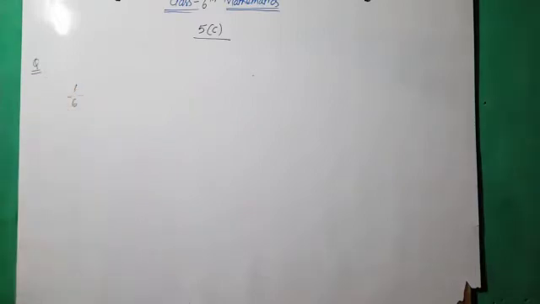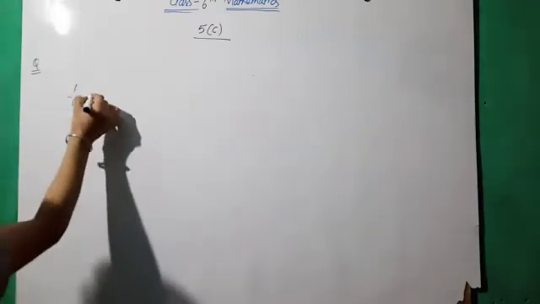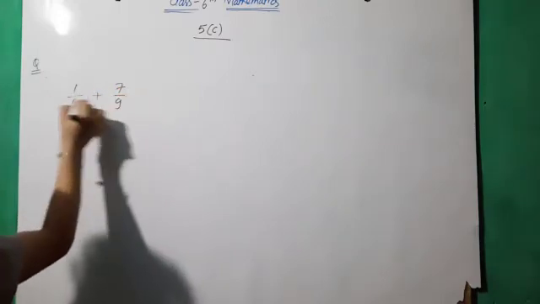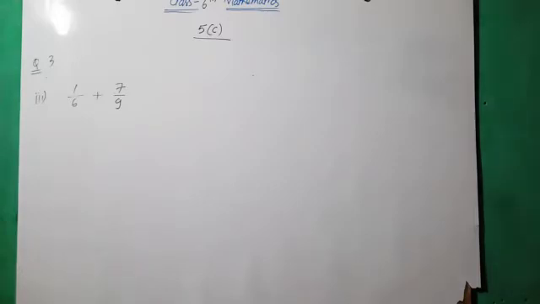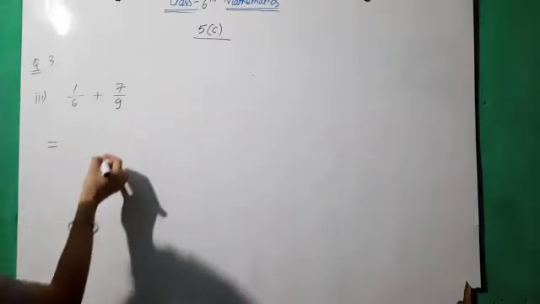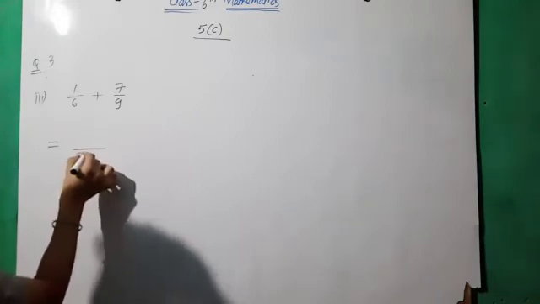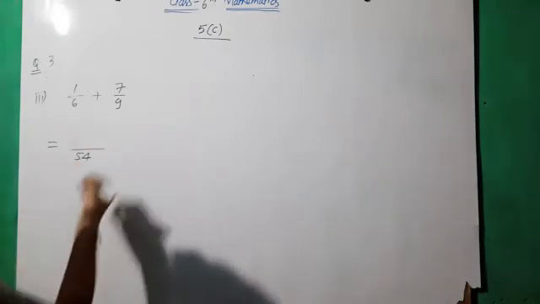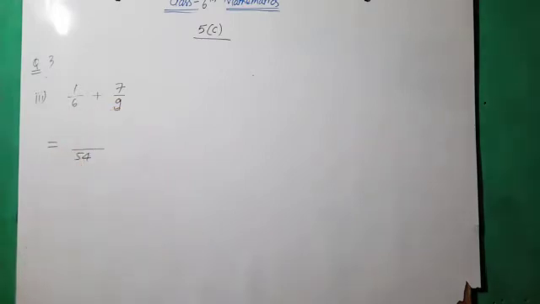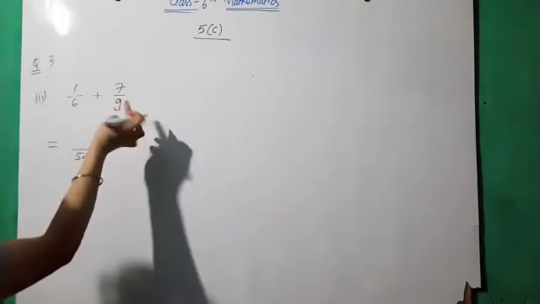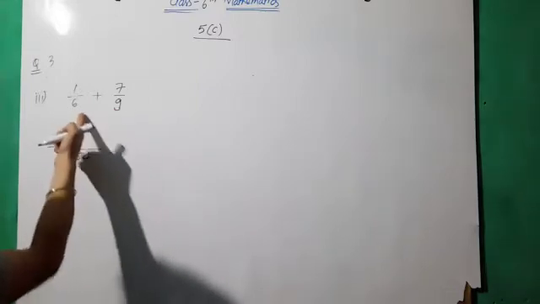1 by 6 plus 7 by 9, in question number 3, third part. First of all, we have to take the LCM. The LCM of 6 and 9 is directly 54, because 6 times 9 is 54, since 6 and 9 have no common multiple. So we just multiply both the numbers.